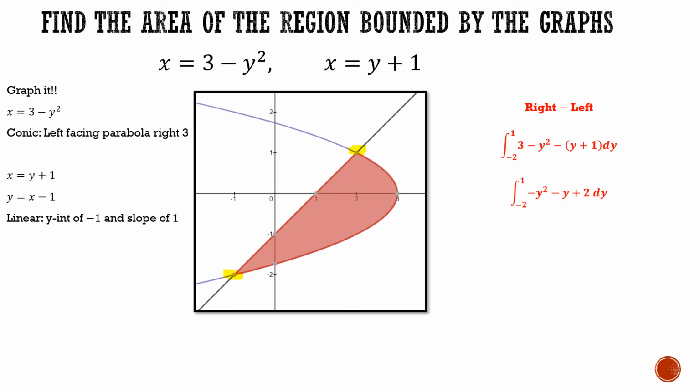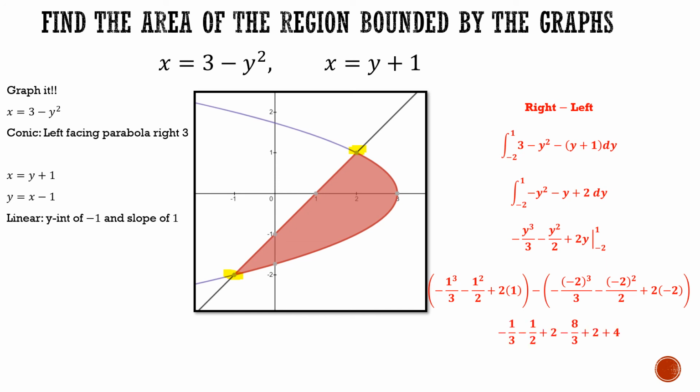Distributing in my negative and adding my like terms, I get negative y squared minus y plus 2 dy. And then integrating that, I get negative y cubed over 3 minus y squared over 2 plus 2y from -2 to 1. And then plugging in my bounds and simplifying, I get negative 1/3 minus 1/2 plus 2 minus 8/3 plus 2 plus 4. And then simplifying that a little bit more, I get a final answer of 9/2.